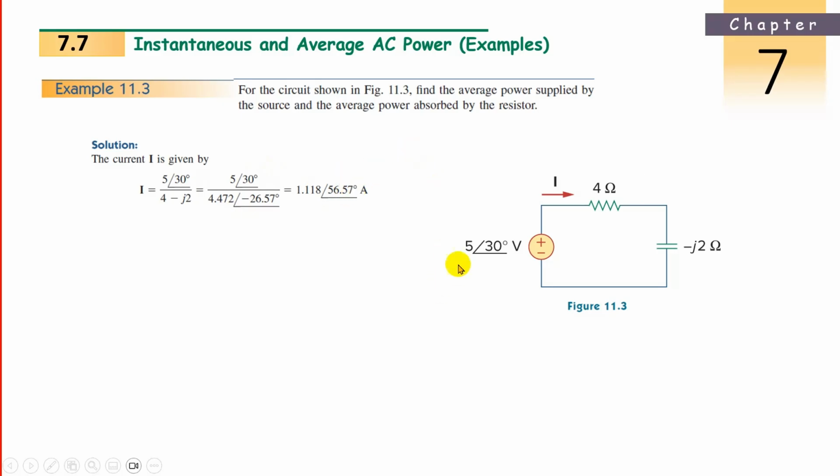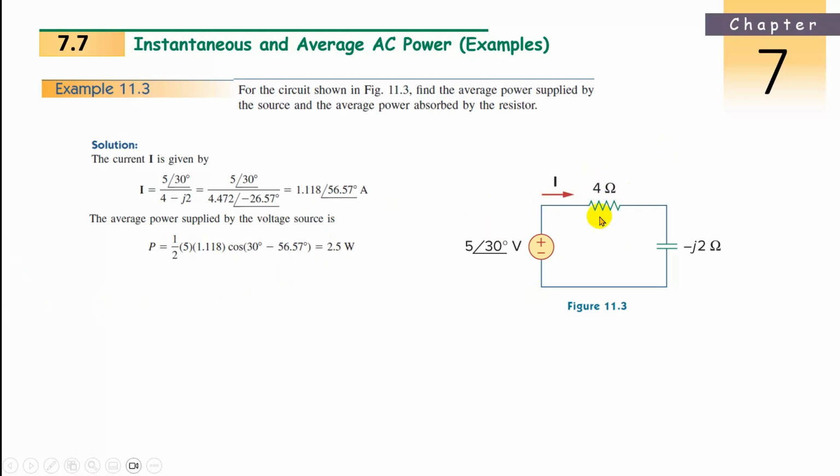Once we got the current and the voltage, we can find the average power, right? So average power is given by half Vm Im cos(theta V minus theta I). So theta V is how much? 30 degrees. What is theta I? 56 degrees, right? So half, 5 multiplied by current 1.118, multiplied by cos(30 degrees minus 56.57). Now we got some angle here, cos of some angle, some value will come, multiply and divide with 2, you will get 2.5 watts. Average power is 2.5 watts supplied by the source.